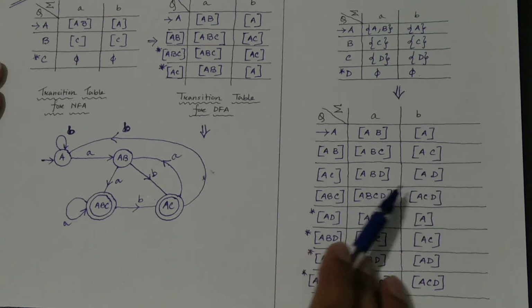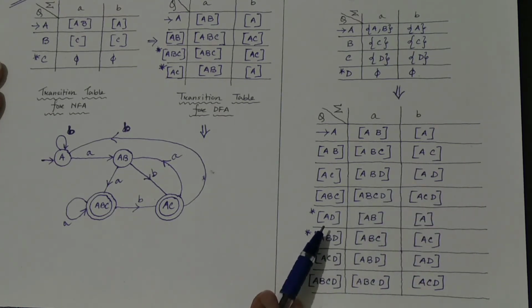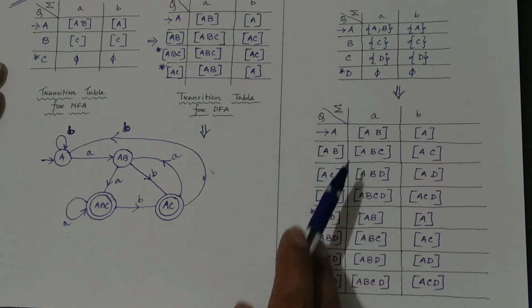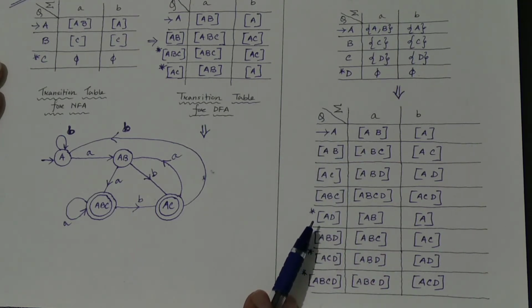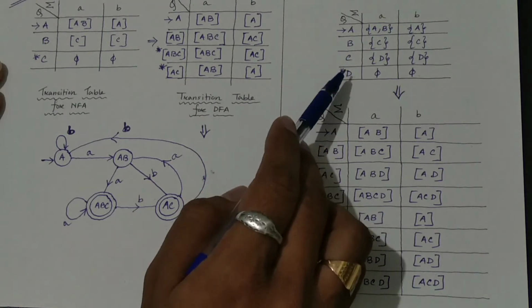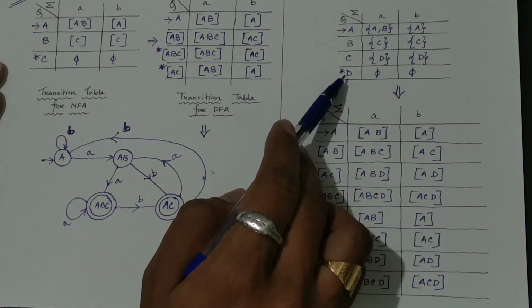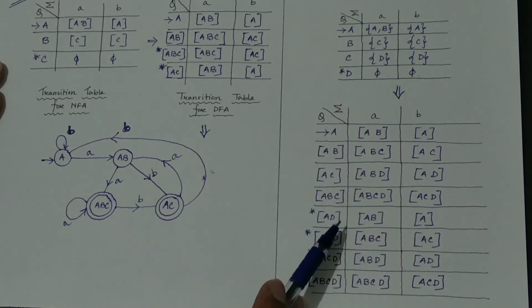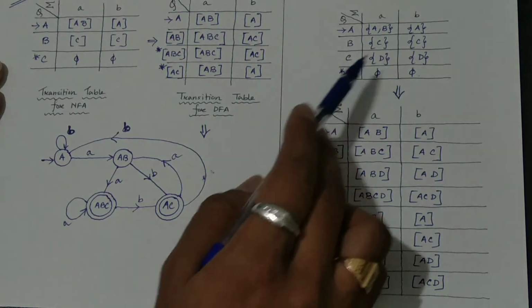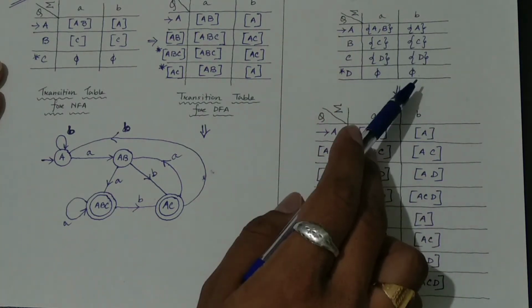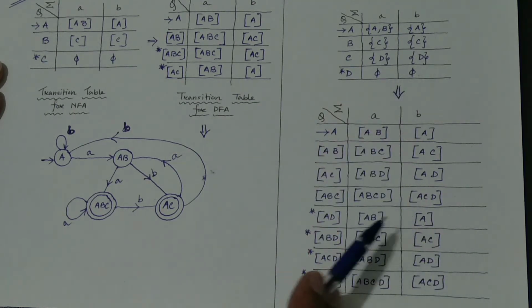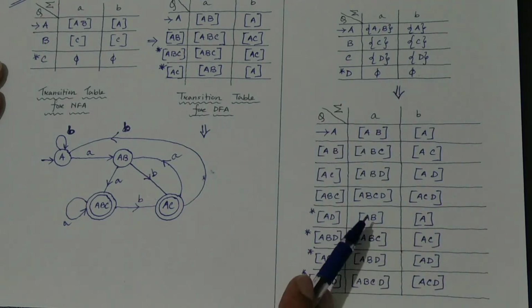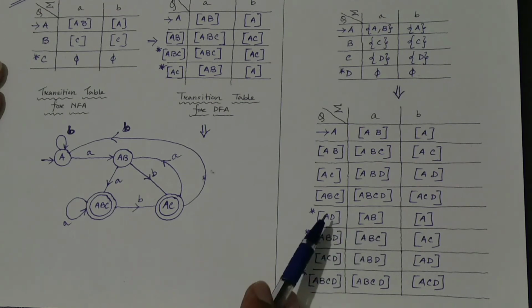So I have done AD first. Since D was the final state, any combination containing D will be a final state. So AD will be a final state now. AD together on seeing input alphabet A, it was AB only. So AB. Correct? AD on seeing B, where is it going? A and phi, that is A. Clear? So AB and A are already done. Keep as it is. AD is done.